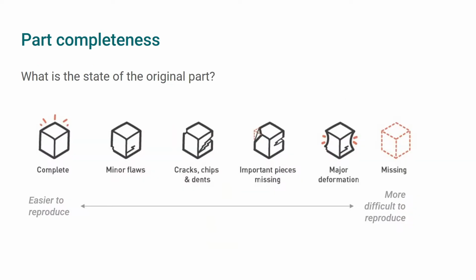An important thing to consider is part completeness, since it will influence your analysis process. If your part is complete, it will be easier to find all the shapes and measurements you need. However, if your part is incomplete or missing, it will be more difficult to remake. But not impossible. You will just need to pay more attention to the rest of the product to find out how the original part looked.